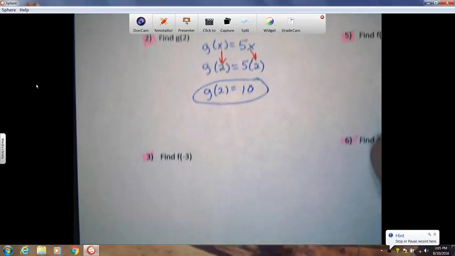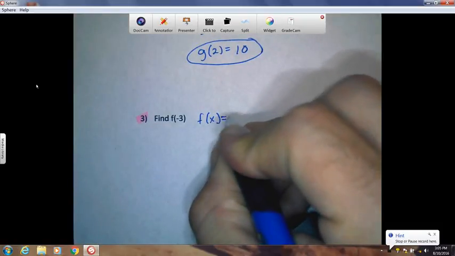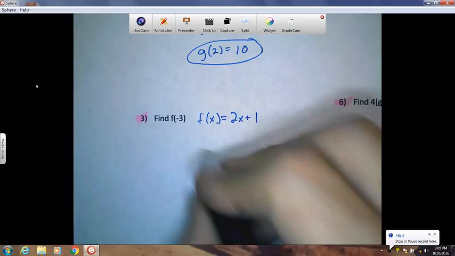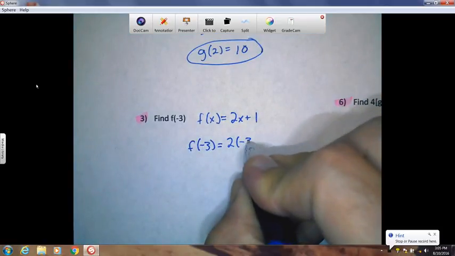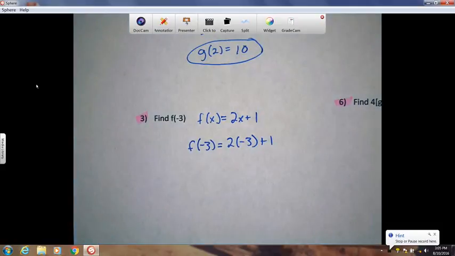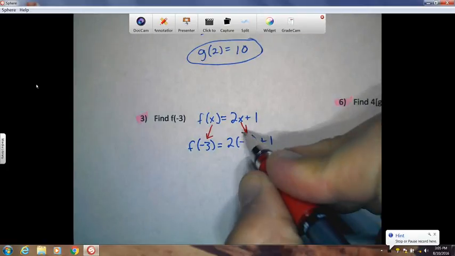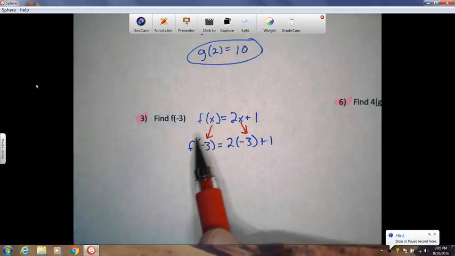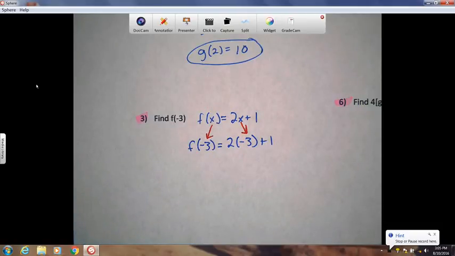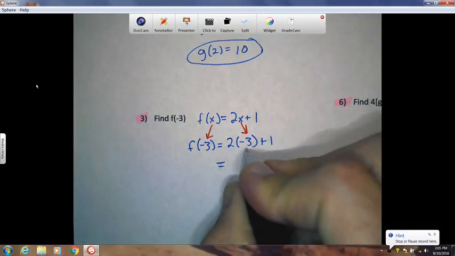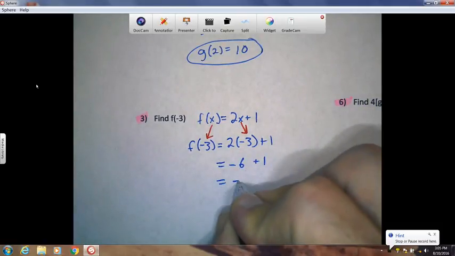Number 3, f of negative 3. So f of x is equal to 2x plus 1. f of negative 3 is equal to 2 times negative 3 plus 1. So I'm just replacing x with negative 3. I have a function. What will my output be if my input is negative 3? 2 times negative 3 is negative 6. Negative 6 plus 1 is negative 5.